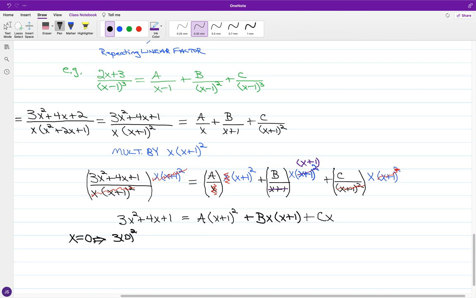So if I set x to 0, I have 3 times the square of 0, plus 4 times 0, plus 1. And on the right, I just have A times 0 plus 1 squared. For the B and the C terms, we've got B times 0 times 0 plus 1, so already multiplying by 0, the B term is going to go out, and the same thing is going to happen for C.